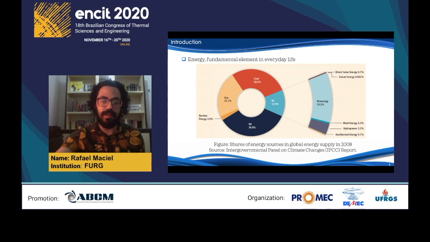So, in a report by the Intergovernmental Panel on Climate Change, we have the sources in the global energy supply, and renewable energy only accounts for 12.9% of that total. And then we have in the renewable energy section different sources. Ocean energy, which is the focus of our study, is only responsible for 0.002%. And in Brazil, that number is probably lower.